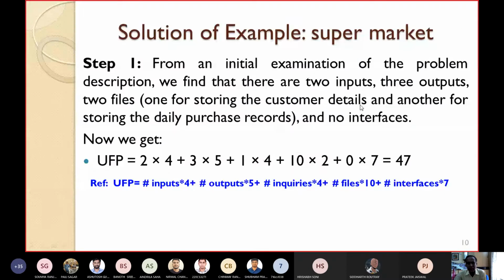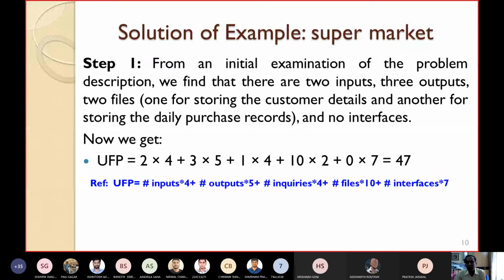And here I have identified there are only 2 inputs, 3 outputs, 2 files, one inquiry and no interfaces. This is from just an initial reading of the problem description. Now let's see how to clearly distinguish whether all the weighting factors are average or low or high. It may be possible.